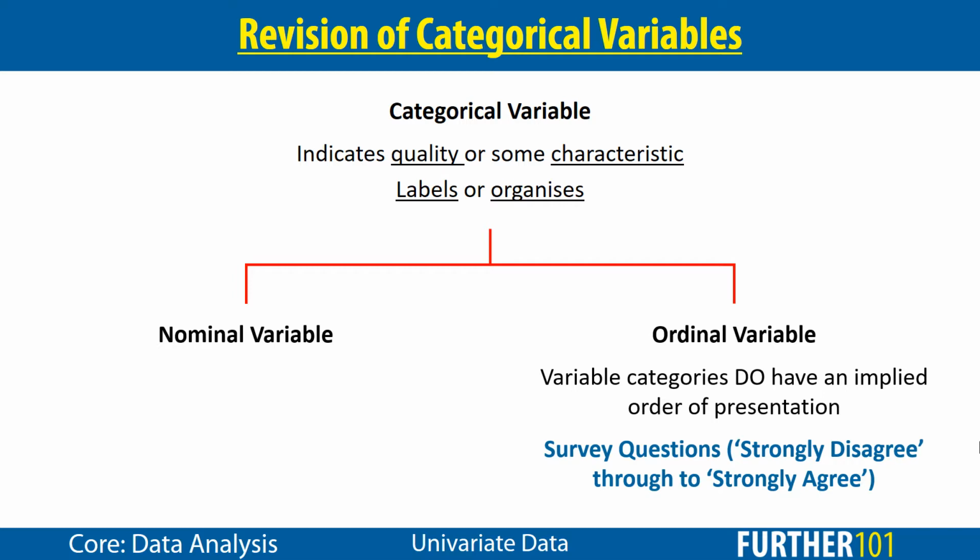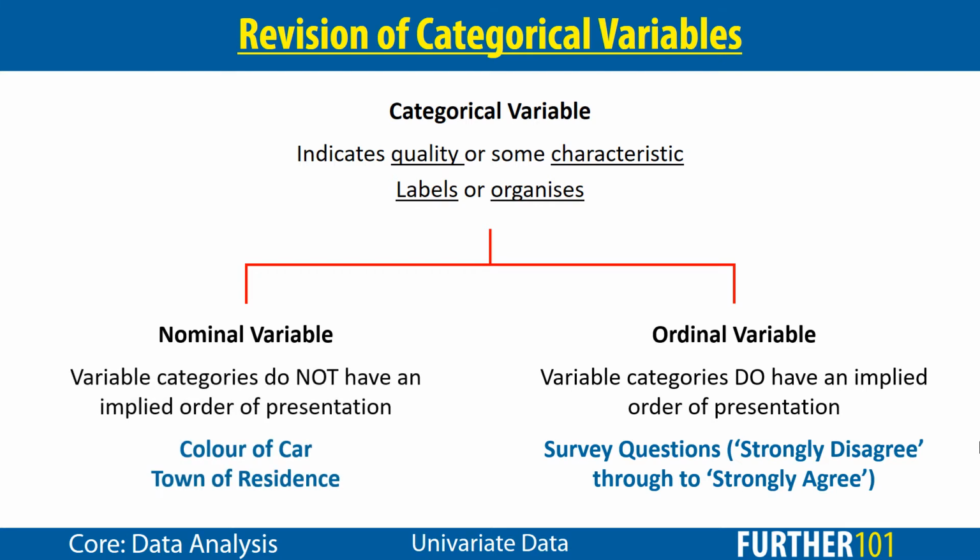If there does not appear to be a logical order to the different categories, the variable is defined as a nominal variable. It is usually fine just to call these variables by their broader definition as a categorical variable, rather than specify it as a nominal variable.